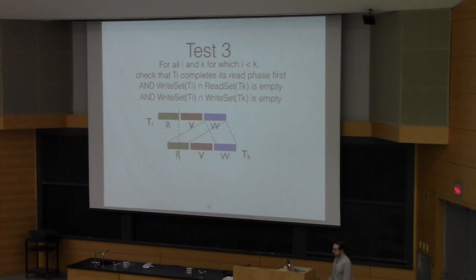And a set intersection, while it can be done pretty efficiently, we know how to do set intersections pretty fast, you're also talking about a huge number of objects potentially that are being read and written by a given transaction. So you want to make sure that this validation step happens really, really fast.